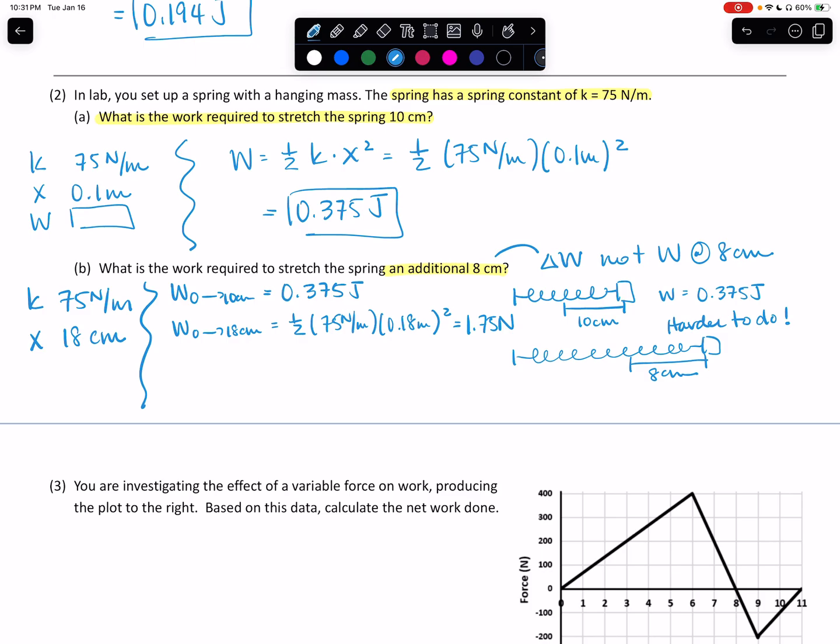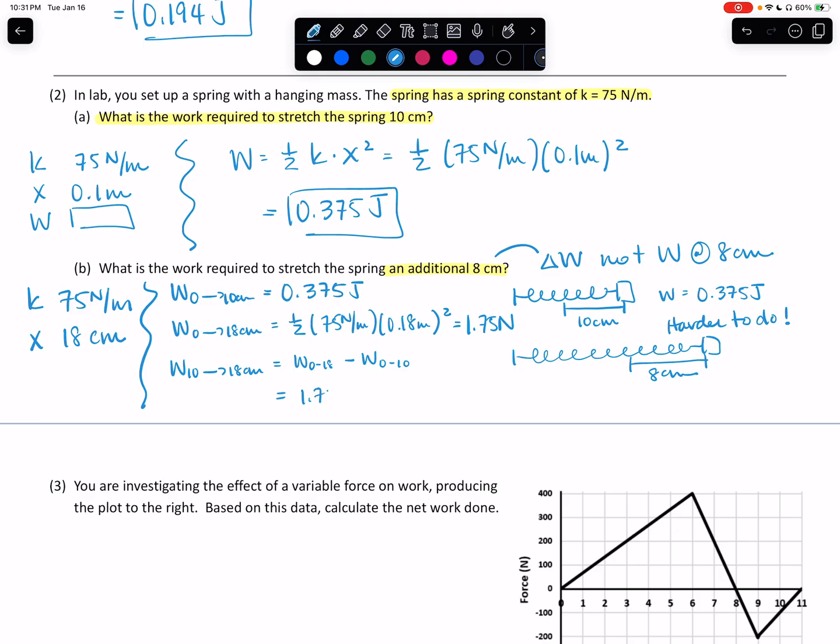So you can see how that value is not going up the same increments per centimeter. Okay, now to figure out the answer to our question, what I really want to know was what is the work to go from 10 to 18 centimeters? And to figure that out, I'm going to take the work from 0 to 18 and subtract the work needed from 0 to 10. That's basically what we're doing.